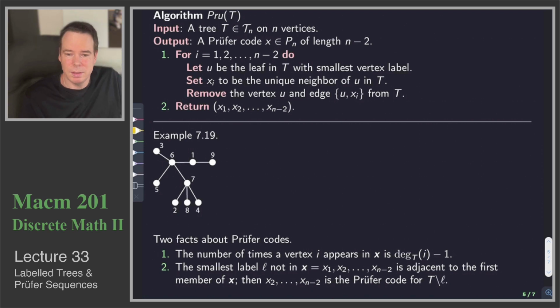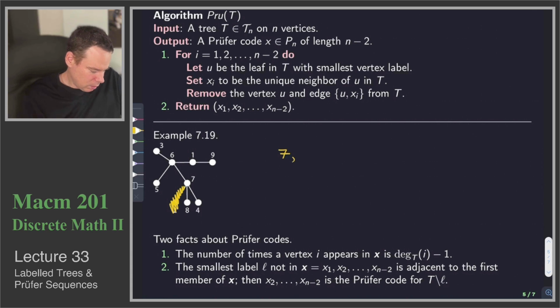So we look at what is the smallest valued leaf. And there it is, it's 2. Its unique neighbor is 7. So I write down 7. I get rid of 2 and the edge connecting it. And then I just repeat the process. And this is going to generate the code.